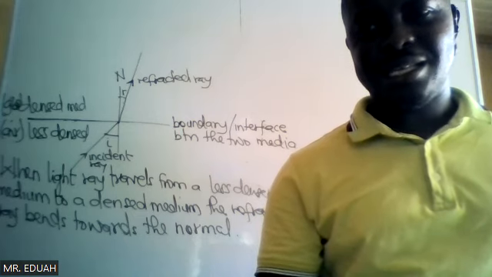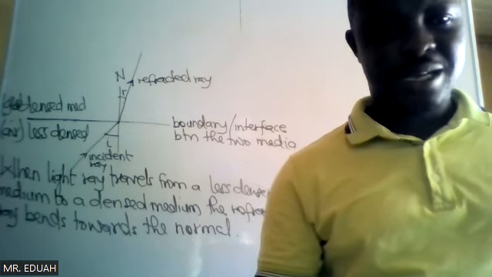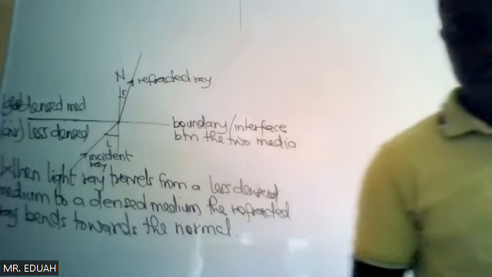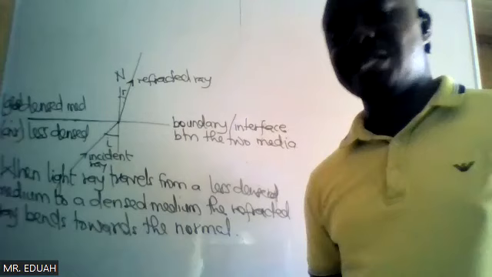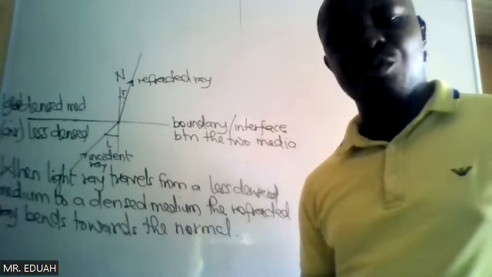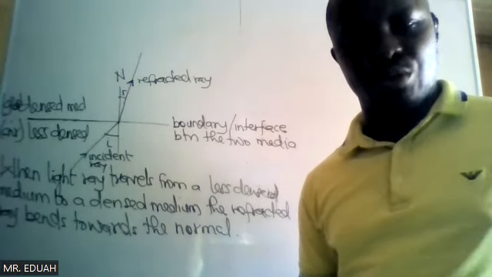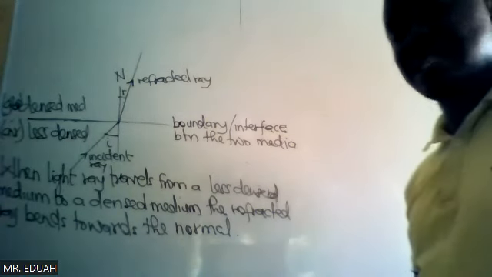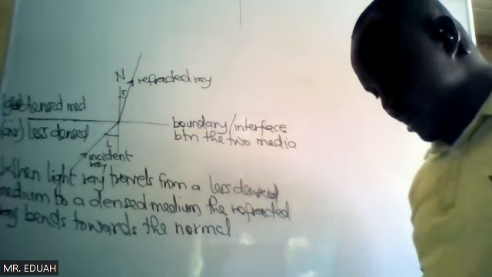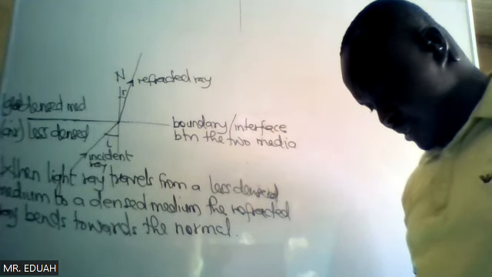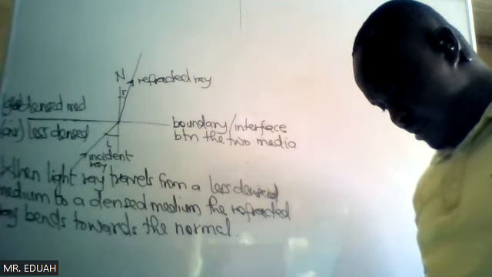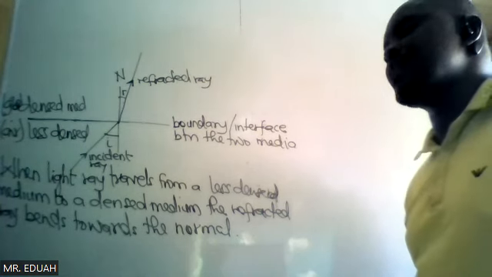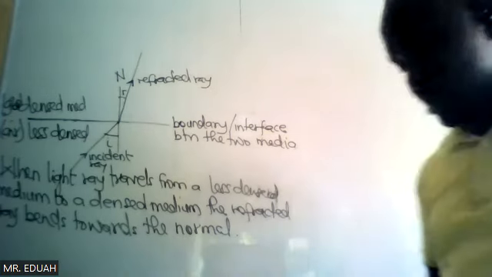I don't understand the question. What are you supposed to explain? The question is that when light is moving from a less dense medium to a dense medium, the path of the light is deviated towards the normal, right? Yes. Why is the refracted ray bent towards the normal?